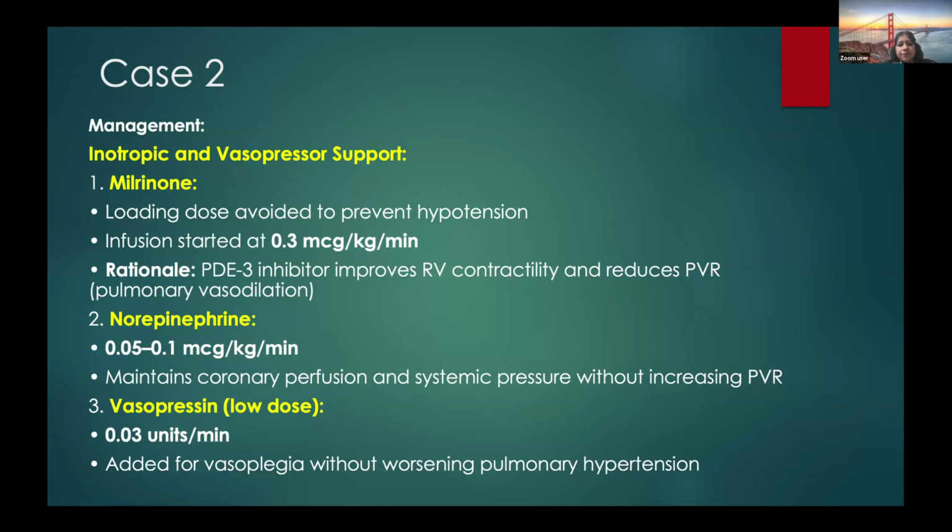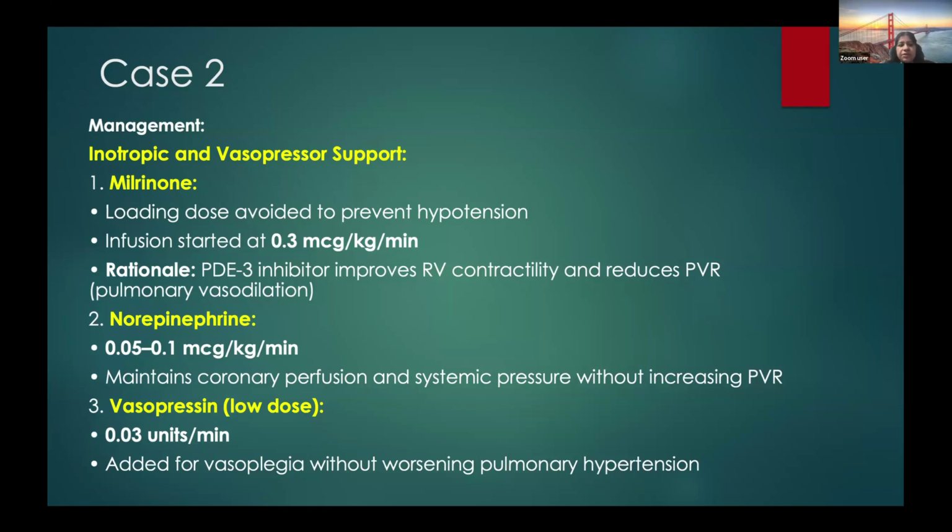If possible we can put in a PA catheter, or we can follow the CVP and the urine output for measurement of the preload, the LV preload functions. So what will milrinone do? It will improve the RV contractility and reduce the pulmonary vascular resistance by pulmonary vasodilation. So it will help the patient.